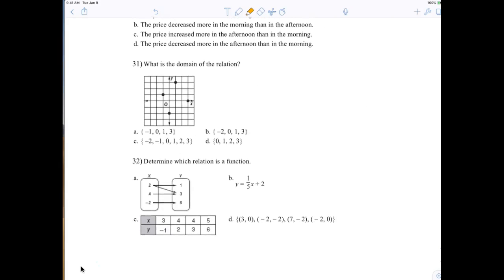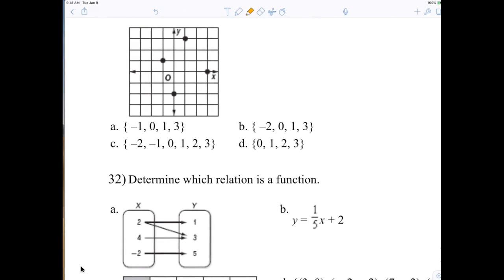All right, let's look at 31. Domain. Domain are just the x values, right? So I'm going to show you the best way to find the x values. I think it would be good if you just plot at each point and push it down to the x-axis. So this right here, this right here, this right here, those are all the x-coordinates. Does everybody agree with that? Those are the x-coordinates. So the domain would be -1, 0, 1, and 3.